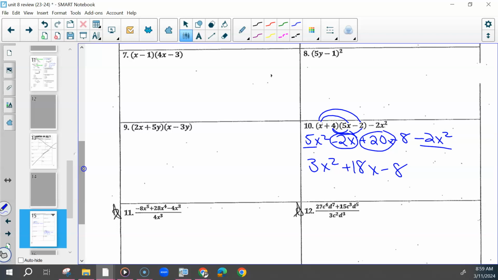Either way. Okay, go ahead and clear off your desk except for your SOL packet. Leave that out. I'm also going to be handing out something else that I will talk about towards the end of class. And we'll go over the SOL packet towards the end of class, unless we don't have time, then we'll go over it Friday.